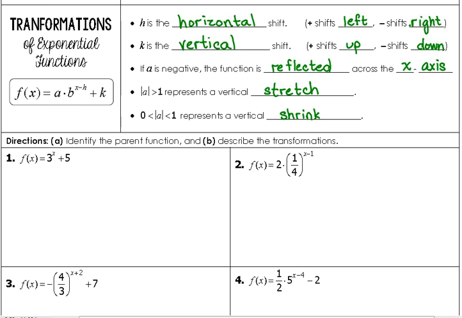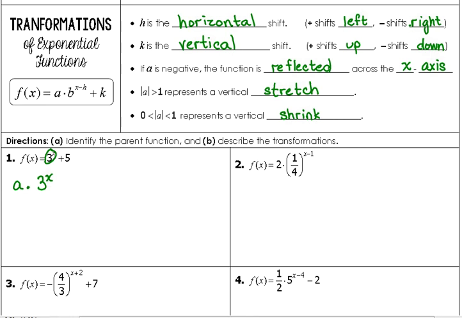They say the directions are A, identify the parent function. So that's saying zoom in on what the original exponential part is. And then B is describe the transformations. So you're looking for what has just the exponent of x. So the parent function here is 3 to the x. So I circled it so that I can look at, well, what else are we doing to this?